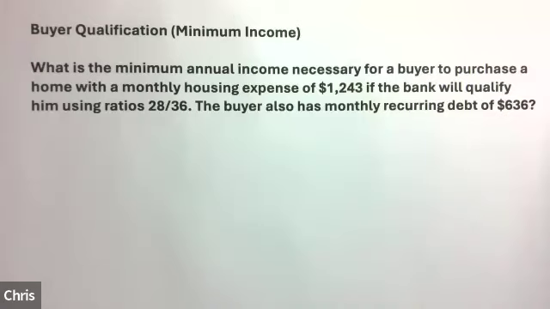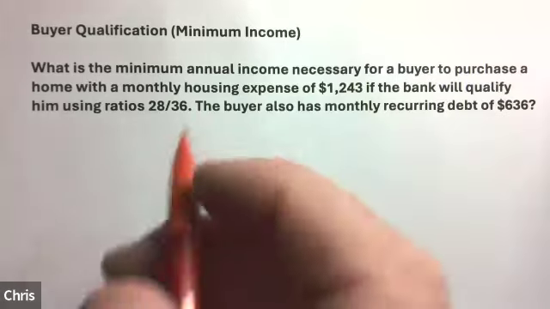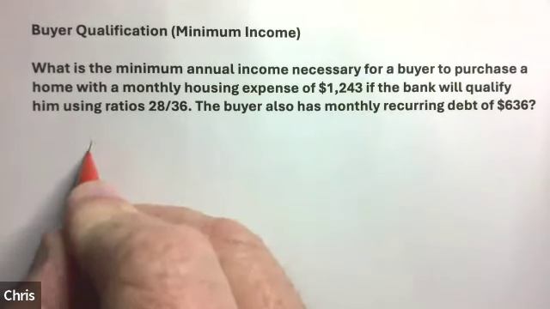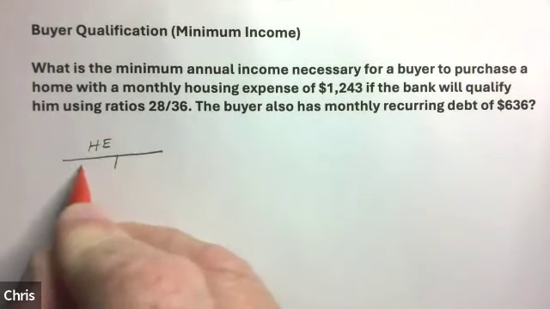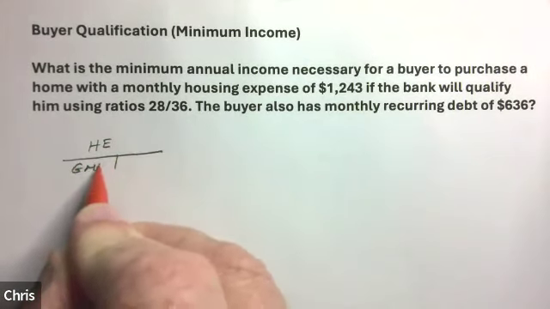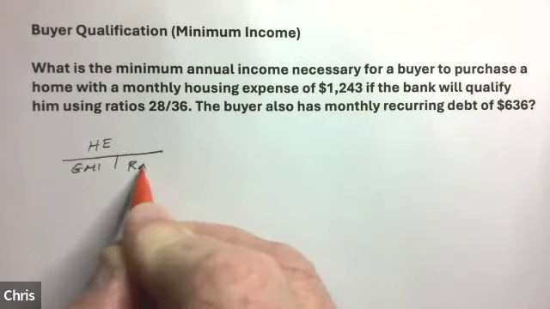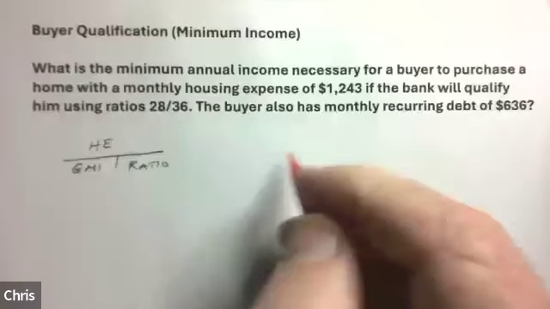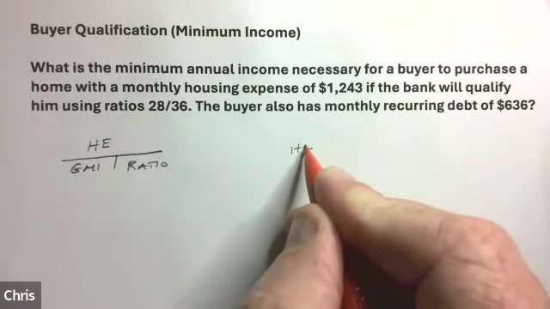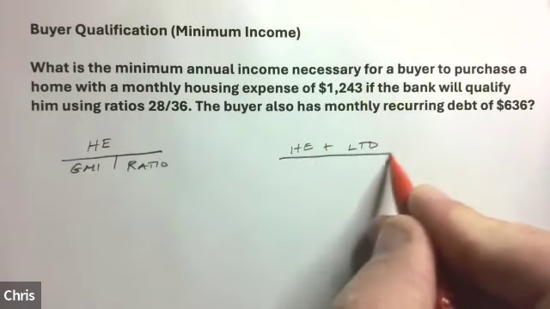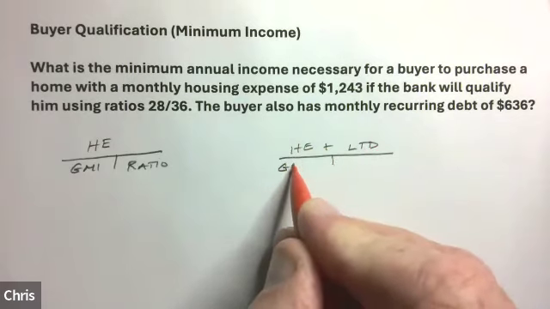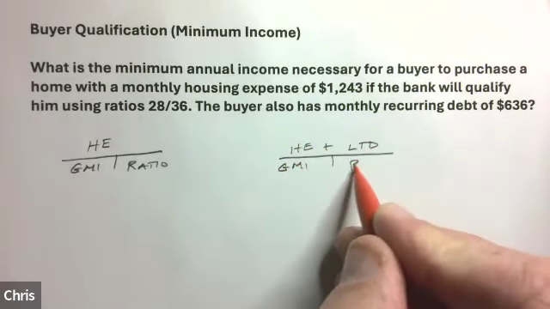In the category of buyer qualification, there's also the minimum income question as well. But it's okay because when you know it's a qualifying problem, you can just simply set up your T-bars and move on. So same thing. Housing expense over gross monthly income times ratio on the front, and housing expense plus long-term debt or recurring debt over gross monthly income and ratio.